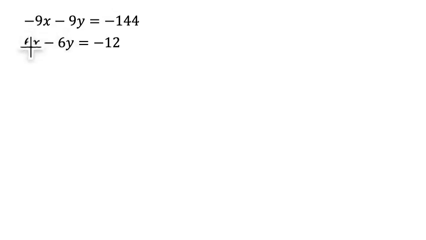Okay, so notice these signs are already opposites. So I'm going to multiply the first equation on both sides by 2. And that's going to turn this negative 9x into a negative 18x. And I'll do something similar with the second equation in just a moment. All right, so I'm multiplying both sides by 2 on the first equation and end up with negative 18x minus 18y equals negative 288.